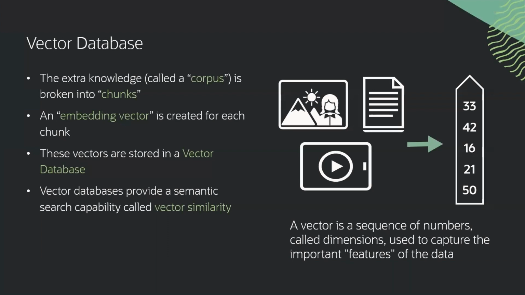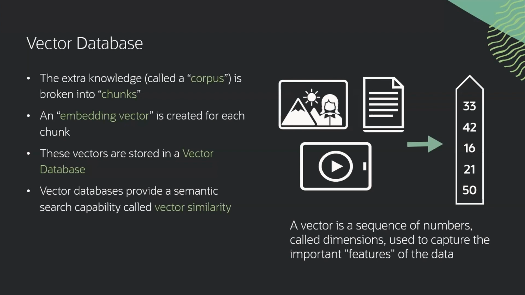Let's talk a little more about vector databases. This extra information is called a corpus. We start by breaking it down into chunks. Then we create a vector representation of each chunk. We store these vectors in the vector database. The vector database can perform semantic searches to find other vectors that are similar to a given vector.